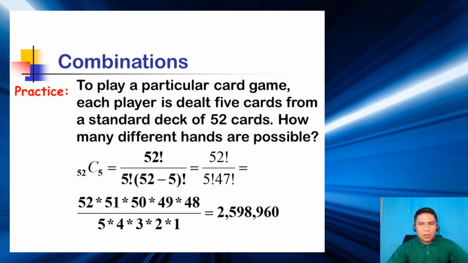over 47 factorial. And then you have 52 times 51 times 50 times 49 times 48 over 5 times 4 times 3 times 2 times 1. Where is 47 below? It's already cancelled out since the denominator has 47 factorial. When you multiply, you can get the product 2,598,960 possible or different hands that you can deal the cards.